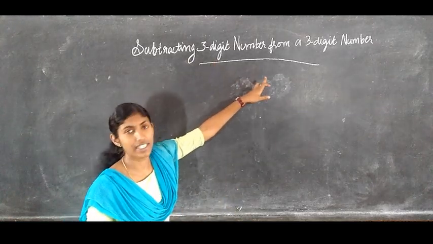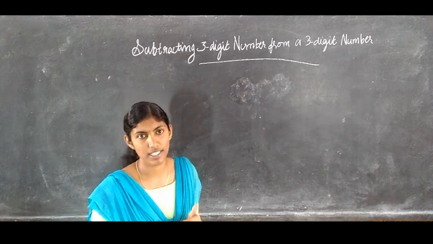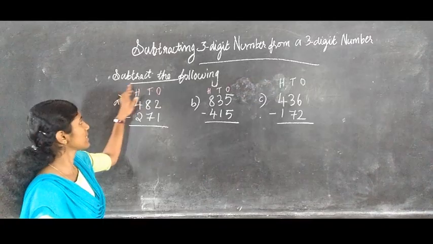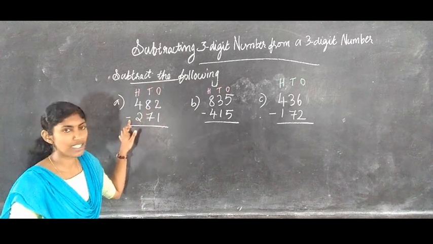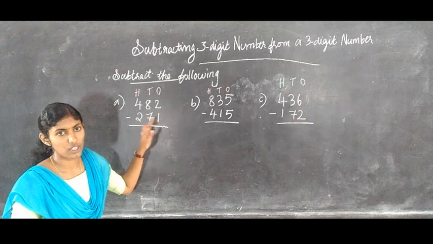number from a 3-digit number. Now we will see some questions related to this topic. Okay. Subtract the following. A, 482 minus 271. So what we have to do?